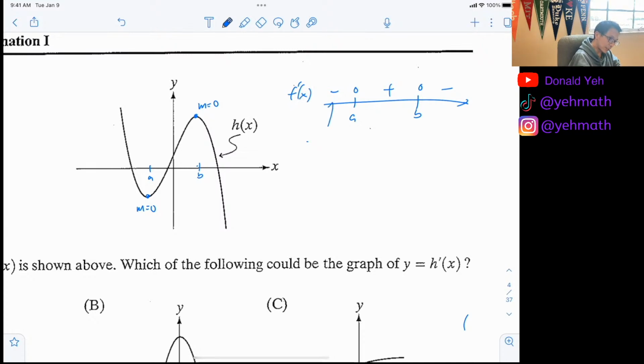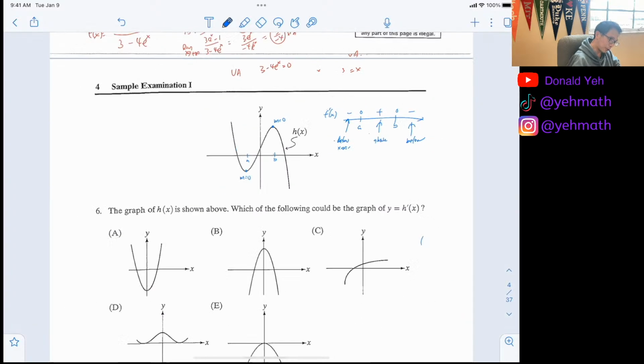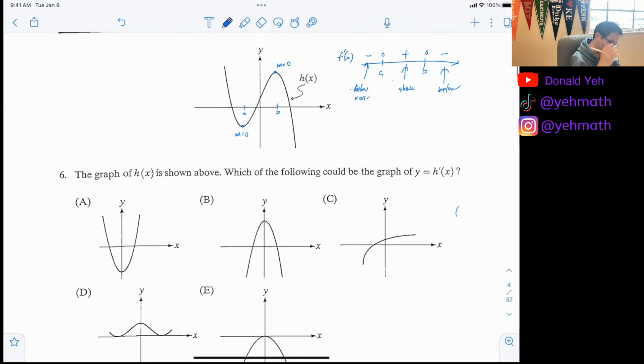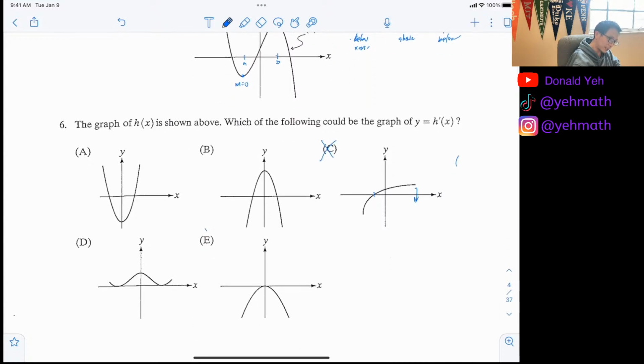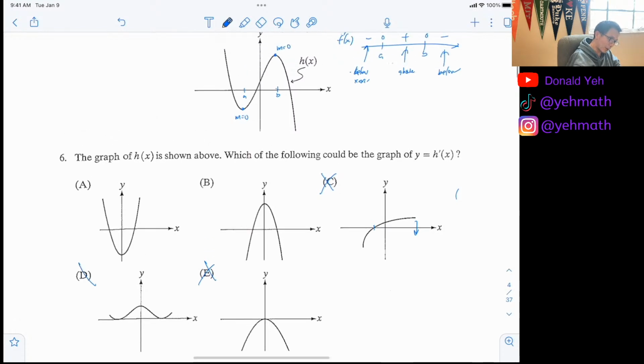This just means below the x-axis, this is above, and this is below. And the only one that fits that situation is which one? Well, this one is below, above, but they should be coming back here, so this is not correct. And E is not correct because they are below where these are above. This is opposite, so this one is the only correct answer.